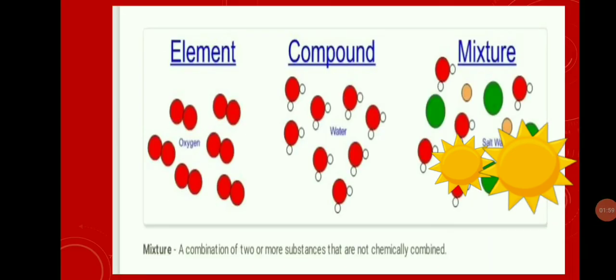In addition to elements and compounds, we also have mixtures. A mixture contains two or more substances mixed in any proportion. The components of a mixture are not chemically combined with each other. A mixture is therefore not a pure substance.